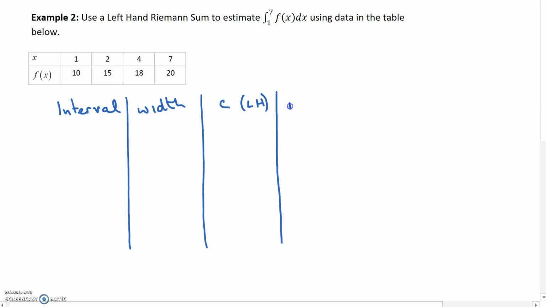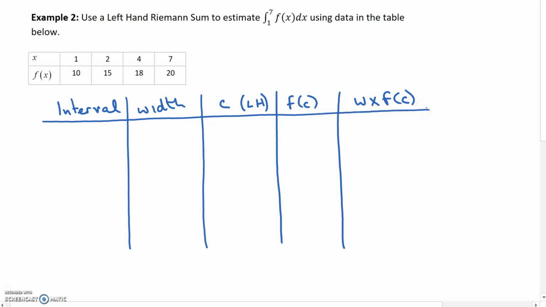Now here we're just going to have f of c, and then finally we're going to have w times f of c. Now for the trapezoids, in this last column there was a 1/2 factor in there, but not for Riemann sums.